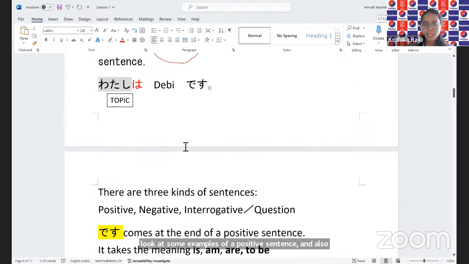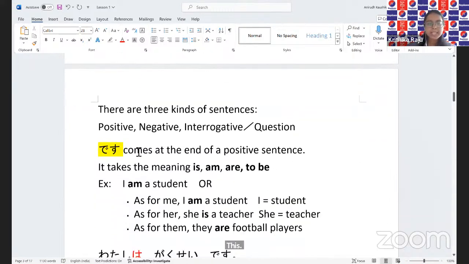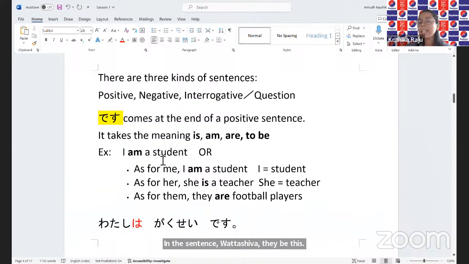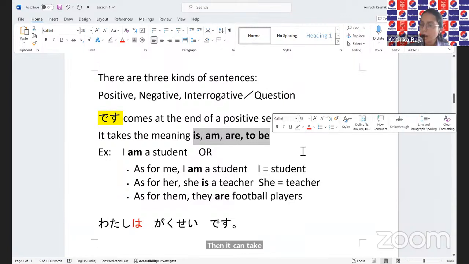Desu in the sentence watashi wa Debi desu is something that comes at the end of a positive sentence. In Japanese, if there is a positive sentence, desu will appear at the end of it. So what are the meanings that it can possibly take? It's very difficult to translate in our language because it doesn't exist. So we can try to give it meanings to make sense of it. If it comes at the end of a positive sentence, then it can take the meanings is, am, are. As a verb, it is to be.